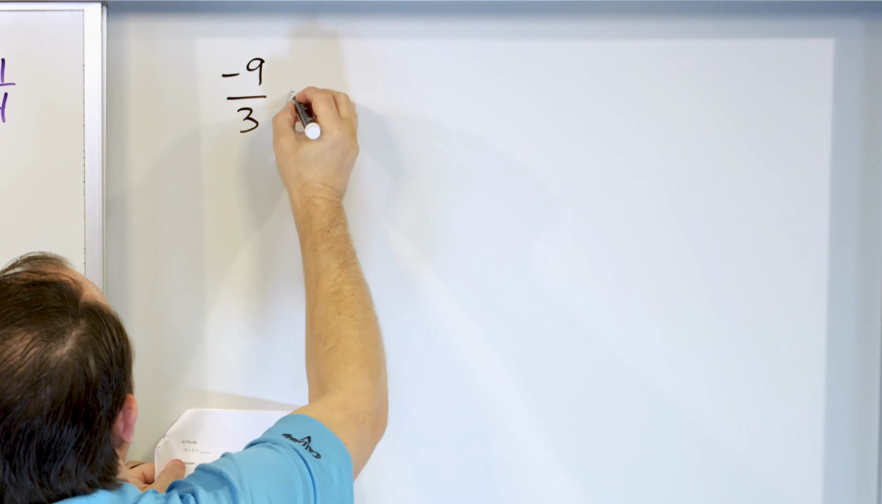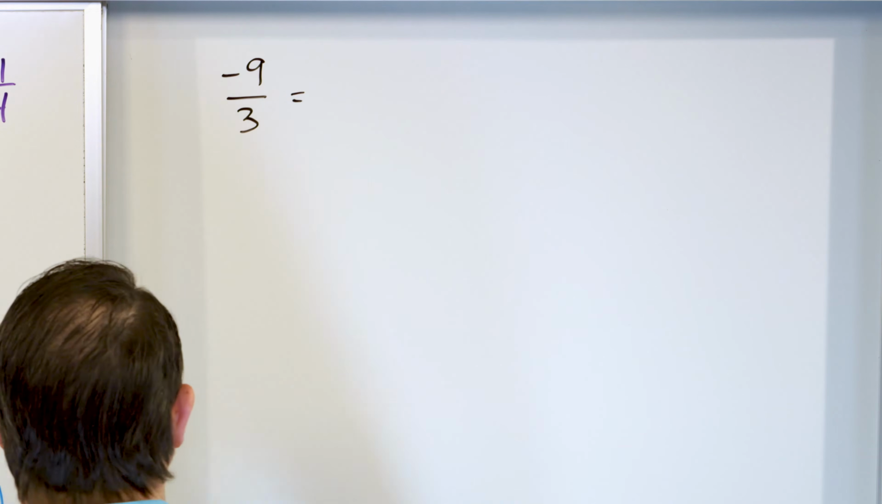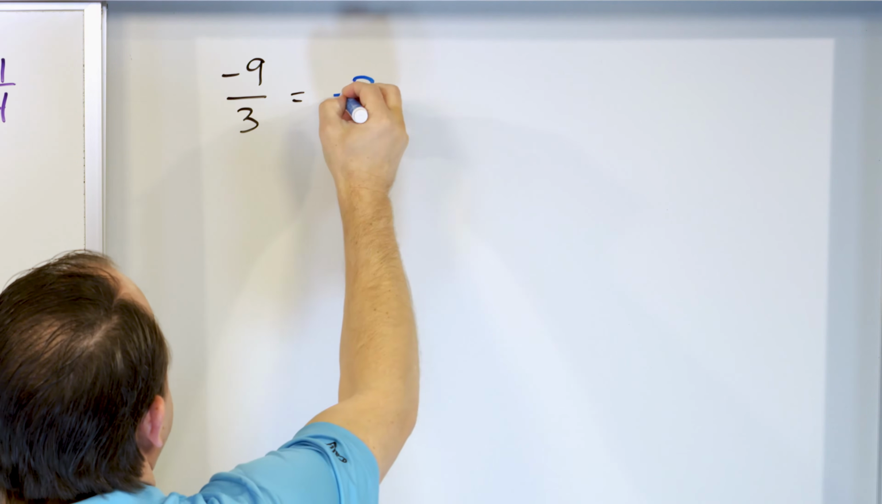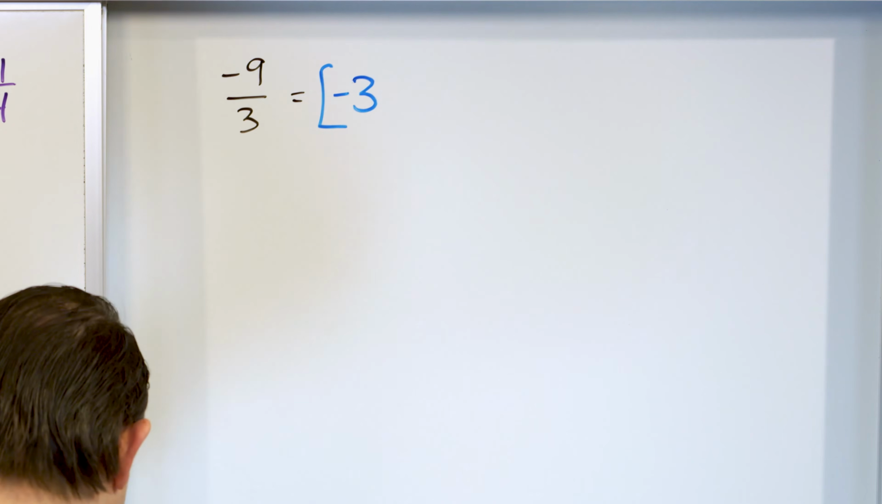All right, we're over halfway done. Let's take a look at negative 9 divided by 3. Well, what is 9 divided by 3? That's just 3, and because the signs are different, negative divided by positive, the answer is going to be negative 3.